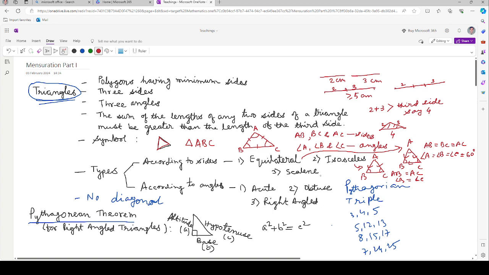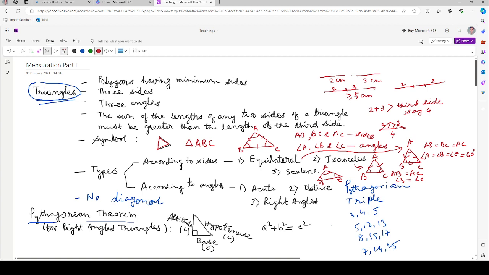Now, the third type, scalene. What is scalene? It has no equal sides. That is, all sides are different in length and all angles are different in measure. So, scalene is a triangle which has three unequal sides as well as three unequal angles. This is known as scalene.